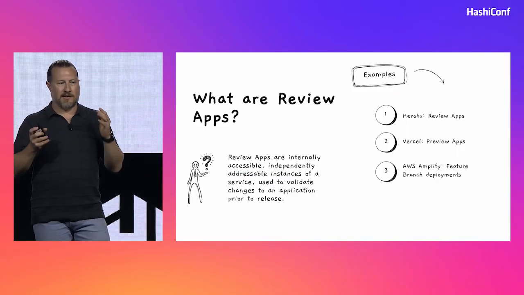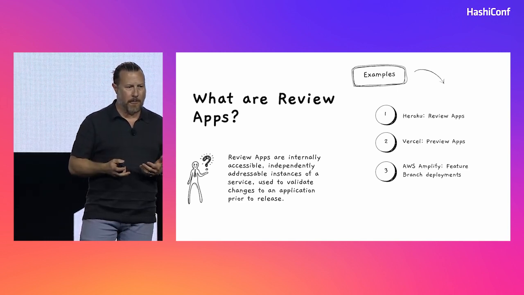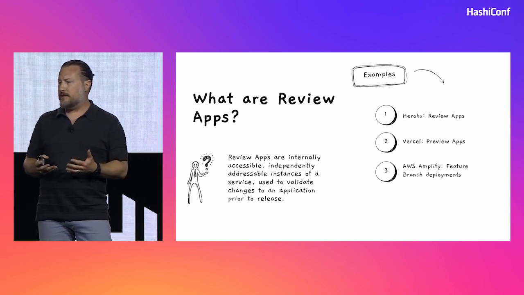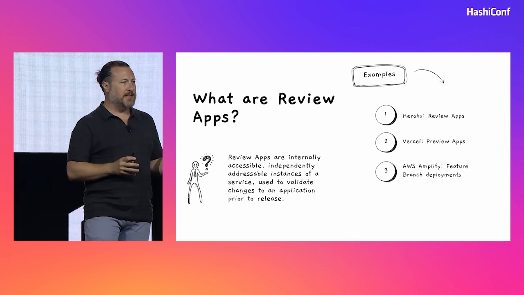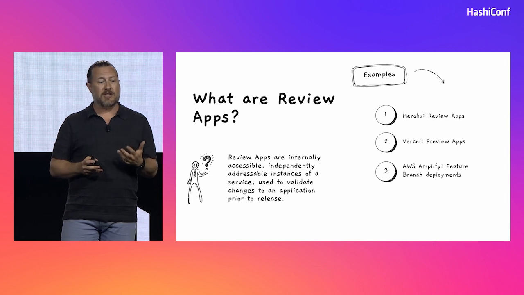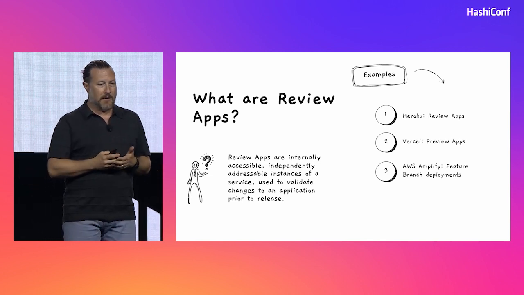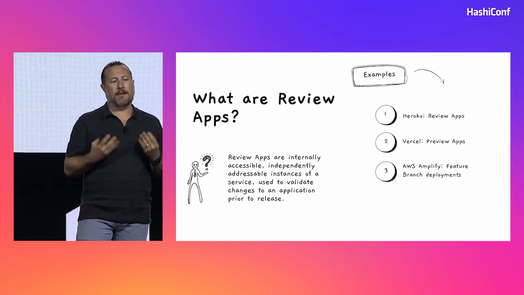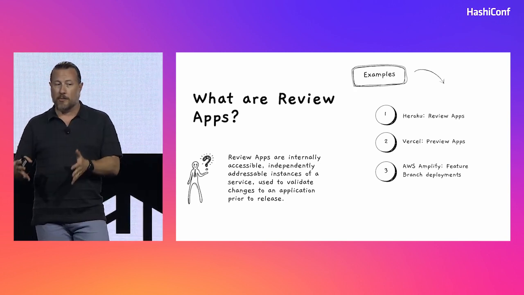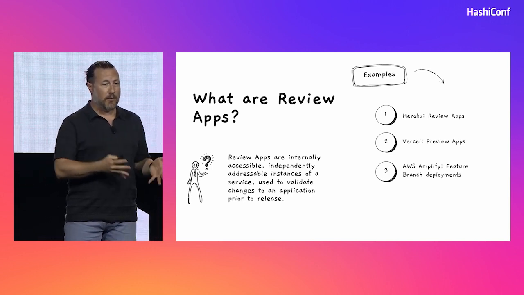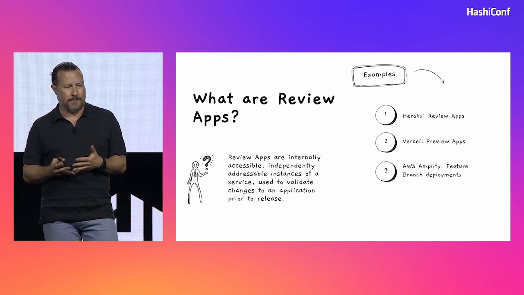Today, I'm focusing on a specific common pattern for testing changes called review apps. For our purposes, review apps are internally accessible, independently addressable instances of a service used to validate changes to an application before releasing it. To further define a couple of those terms, by internally accessible, I mean that the review app is available beyond a developer's workstation to other members of an organization. It could also be publicly accessible if that's appropriate for the use case.